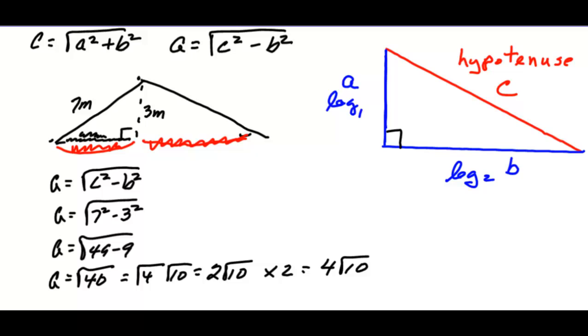And so there you go. That'll be your answer. 4 times the square root of 10. Take the square root of 10 and then multiply it by 4, and my guess is you'll get an answer that's very close to the answer they have in the book, which is 12.6.